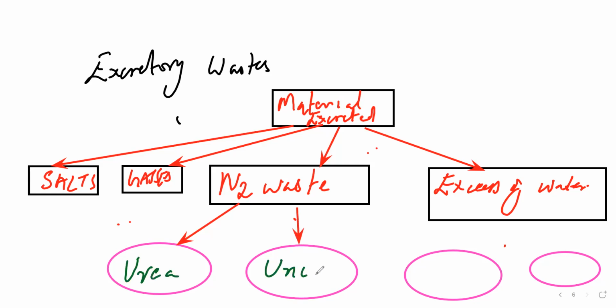Urea and uric acid. An excess of water, we all know, is sweat and urine. So this is the flow chart of excretory waste respectively. So we know which process is mainly the filtration in our body. That is nothing but the kidney. Correct?